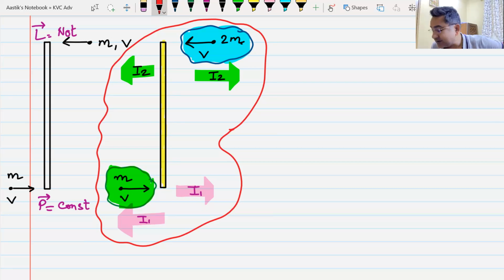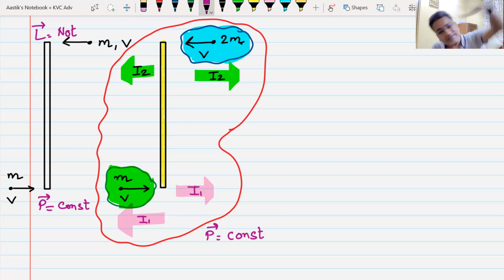Do we understand this? These three things taken together, the linear momentum is constant because action and reaction forces equate each other. Action and reaction impulses equate each other. Do we understand it? Or is it gone? Right, sir, it is gone. Understood, sir. What about angular momentum?